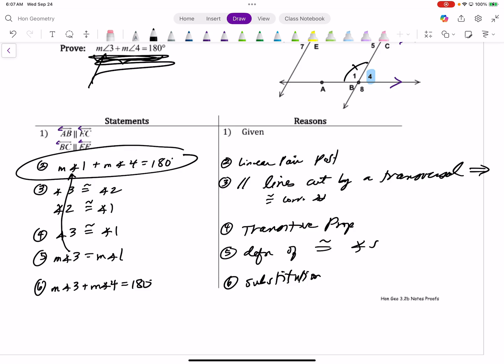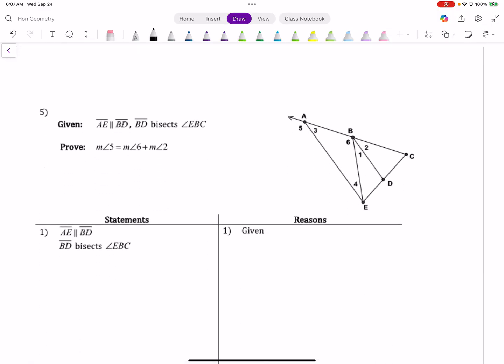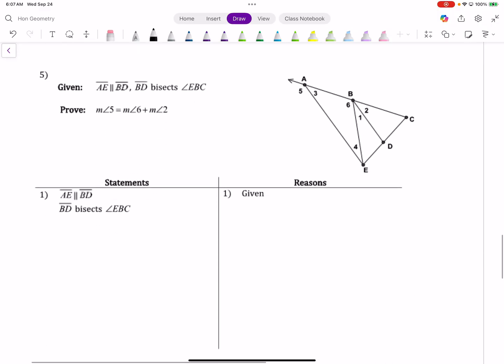Okay. All right, then we got one more. What's this fifth one doing? Okay, these are all segments. They look like segments there. Okay, let's mark it up. So AE is parallel to BD. So we've got that written in the given. Okay, so when this BD runs through, it bisects angle EBC. Now what that tells me is that angle 1 and 2 are congruent. But I have never written down that angle 1 and 2 are congruent. So I have to write that.